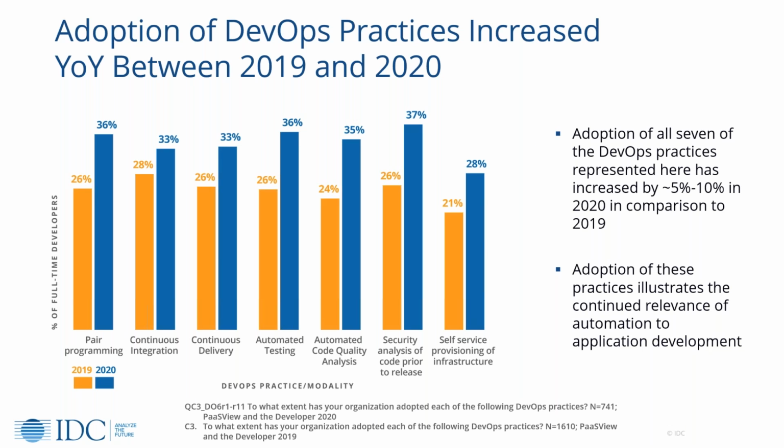This slide continues the conversation from the previous slide about DevOps adoption by addressing how specific DevOps practices have been adopted both in 2019 and 2020. The key takeaway here is that looking at DevOps practices such as pair programming, continuous integration, continuous delivery, automated testing, and automated code quality analysis, as shown on the x-axis, we see a significant year-over-year increase in adoption across the board.